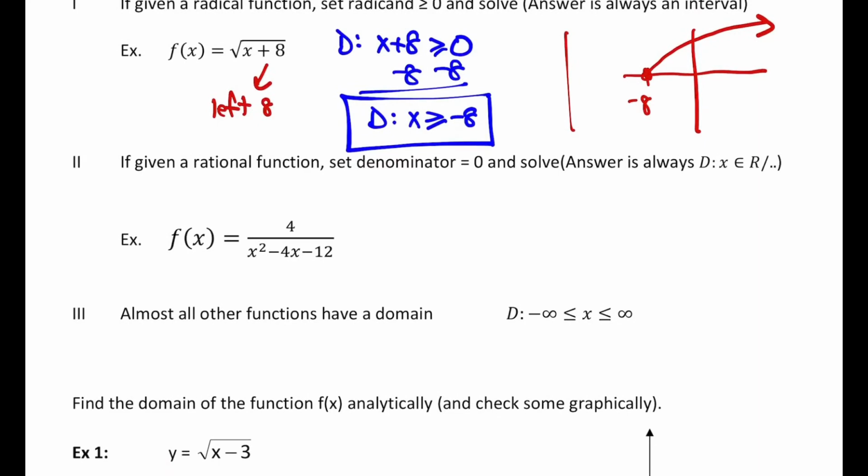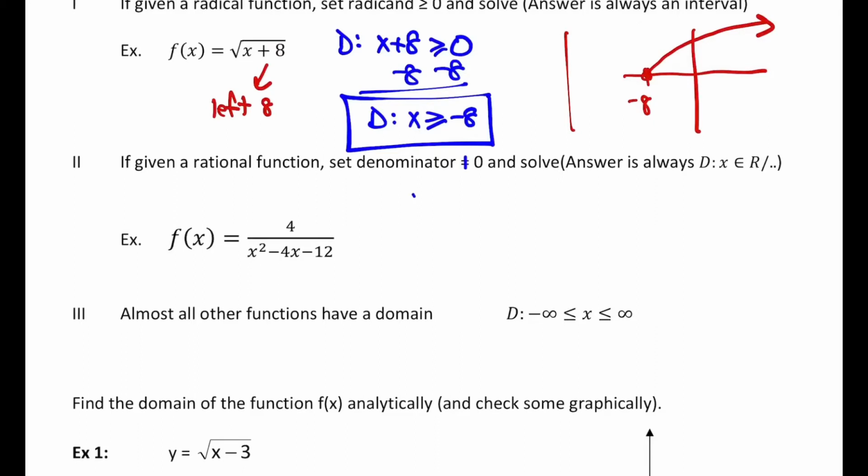Given a rational function, we're going to set the denominator equal to 0, or I like to say not equal to 0, because if we want to find the domain, we're going to find all the numbers that work. So the numbers that won't work are where that denominator does not equal 0. So again, we're going to take just what's in the denominator and say, well, that doesn't equal 0, and that's going to be our domain.